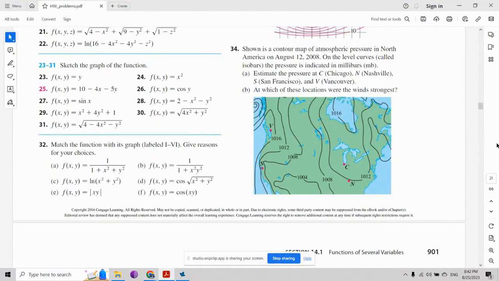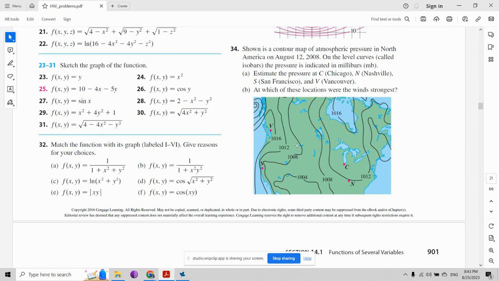Okay, so first of all, before we move on to the Maple part of the demonstration, let's look at that problem with when you have isobars, right? The curves with the same pressure. So this is one example from the homework.